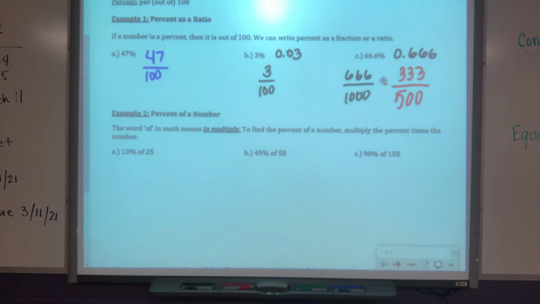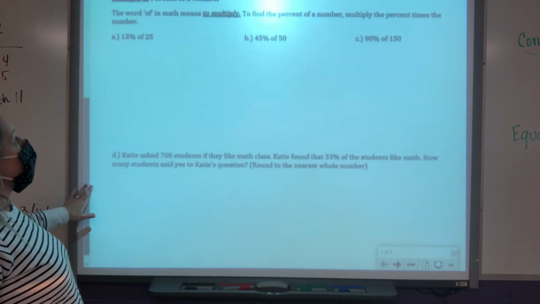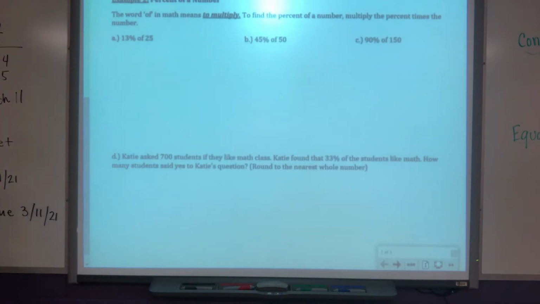Questions writing percents as fractions? Okay, so not only do we write our percents as fractions, but some of the percents we actually wrote as decimals as well, to help us understand the values. So, the next thing we're going to look at today is percent of a number.